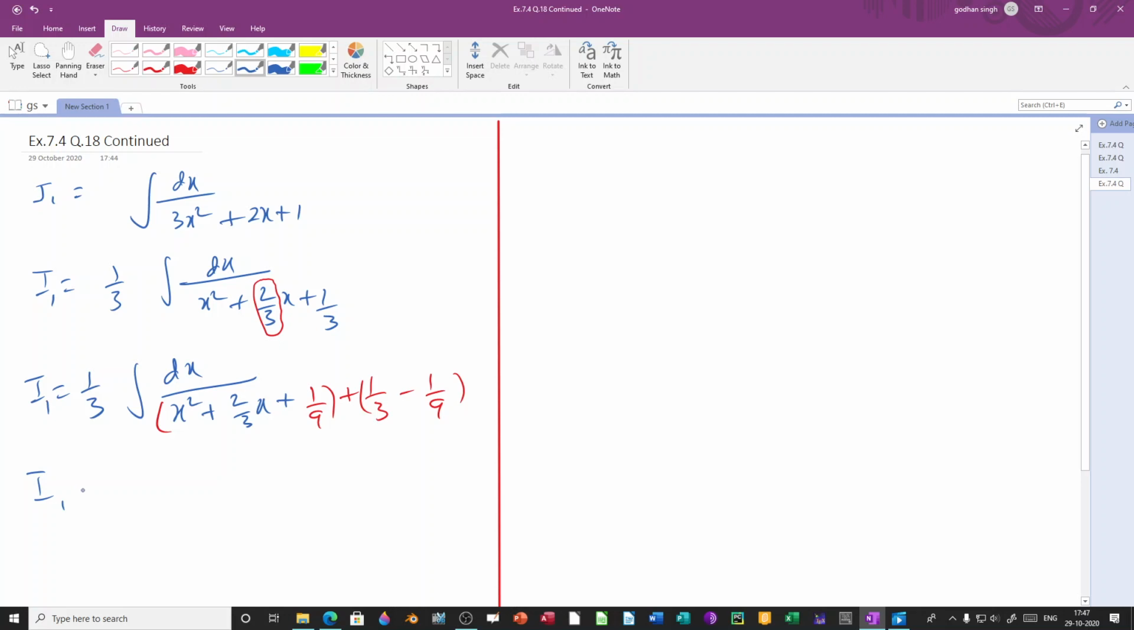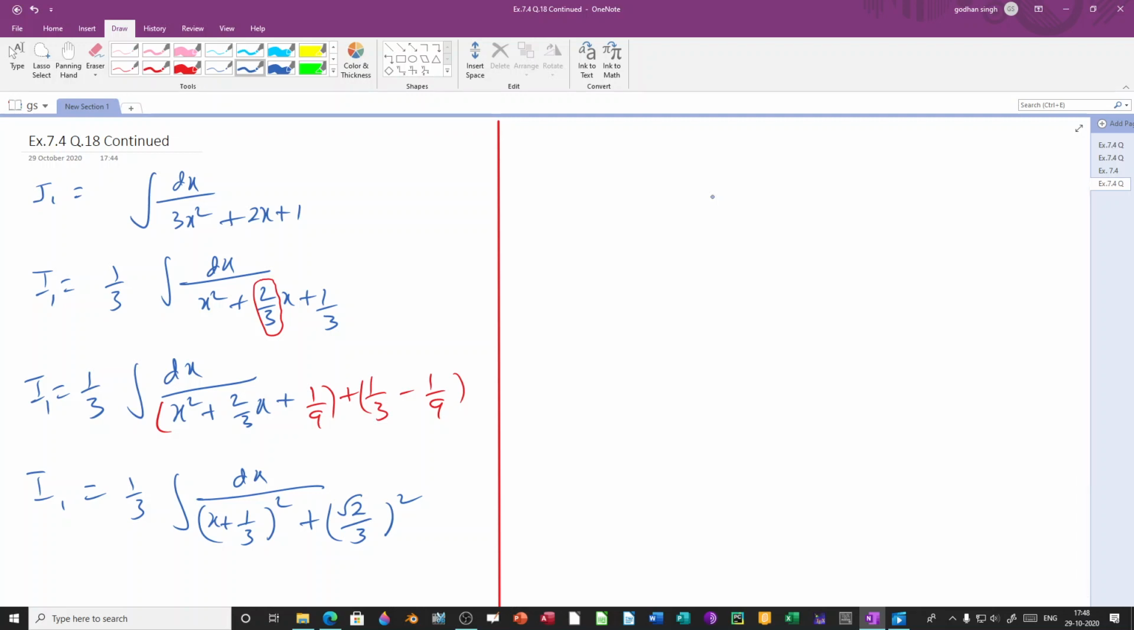So now we can write this as I1, not I. I1 equal to 1 by 3 integration of dx by, this will become a perfect square, x plus 1 by 3 whole square. And if you see the LCM of 3 and 9, that is 9. So this can be written as 3 minus 1, that is 2 by 9. So plus 2 by 9, and 2 by 9 can be written as root 2 by 3 whole square.